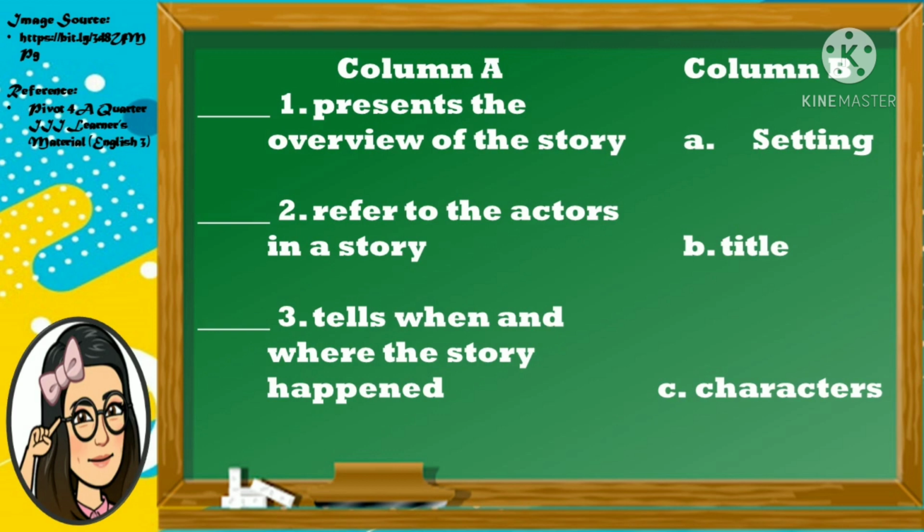Do you still remember these elements of the story? Let's see if you do. Here are the correct answers. Number 1 presents the overview of the story, it is the title. Number 2 refers to the actors in the story. These are the characters. And number 3 tells when and where the story happened. It is the setting.